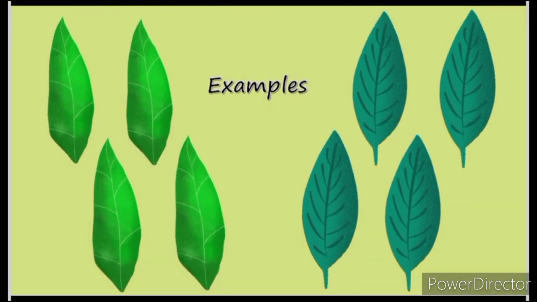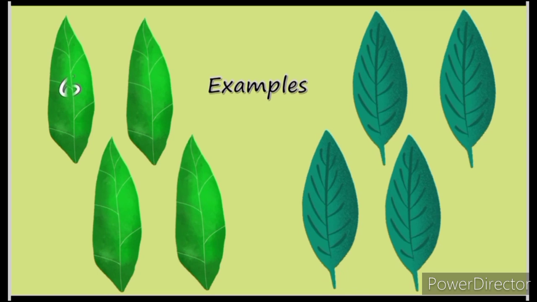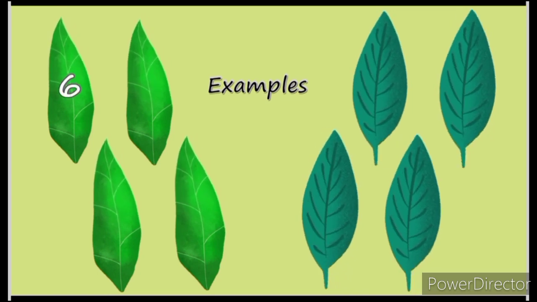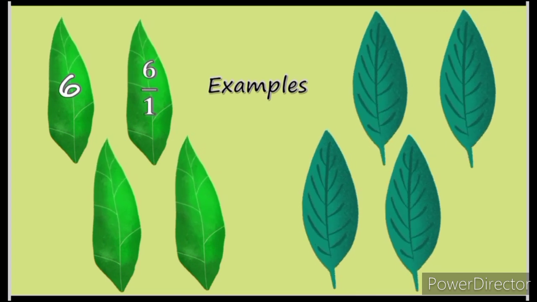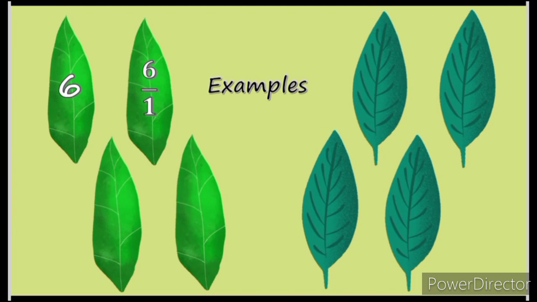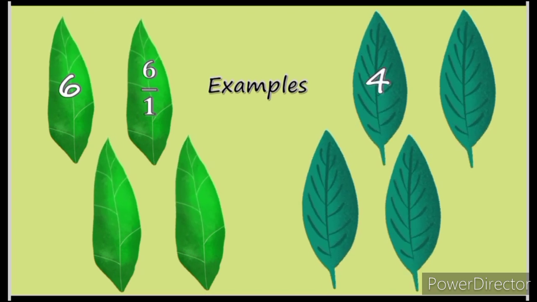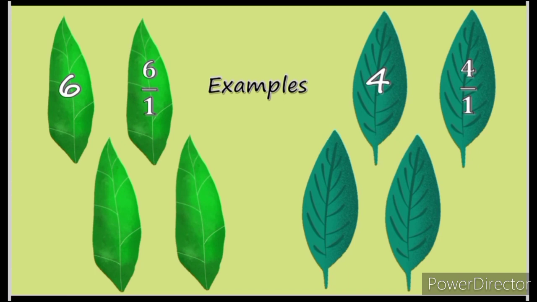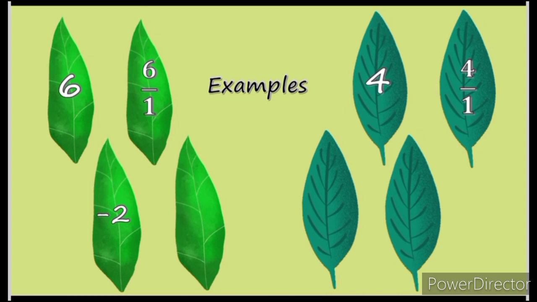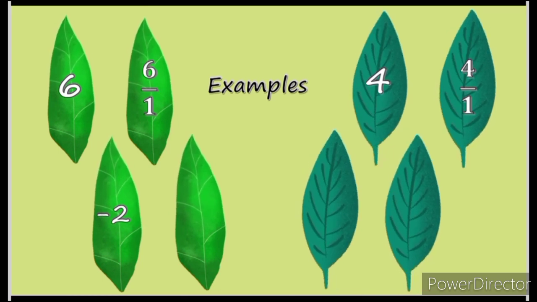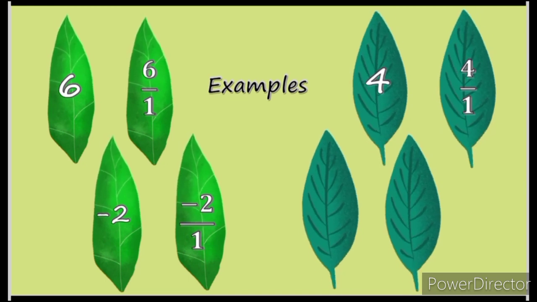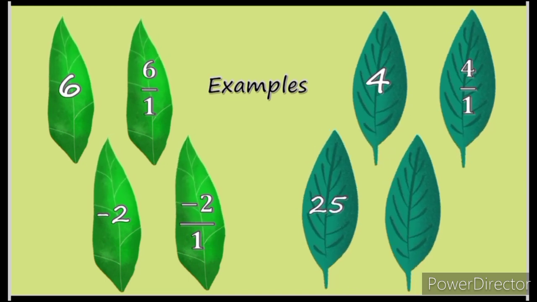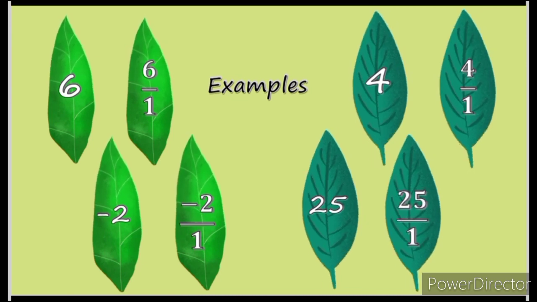Now let's try these different examples. We have 6. Changing this to a fraction, we have 6 over 1. Now we have number 4. Changing this to a fraction, we have 4 over 1. Then we have negative 2. Changing it to a fraction, we have negative 2 over 1. Lastly, we have 25. Changing it to a fraction, we have 25 over 1.